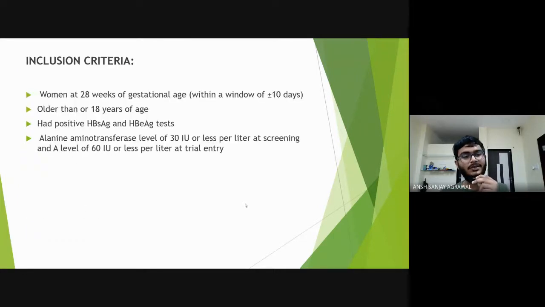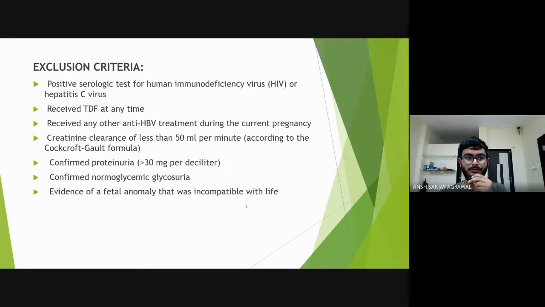Regarding the inclusion criteria, women at 28 weeks of gestational age within a window of plus minus 10 days were included. They had to be at least 18 years of age, had to have positive HBsAg and HBeAg status. Also, the ALT level, that is the alanine aminotransferase level, of 30 IU or less per liter should be there at screening, and a level of 60 IU or less per liter at the trial entry.